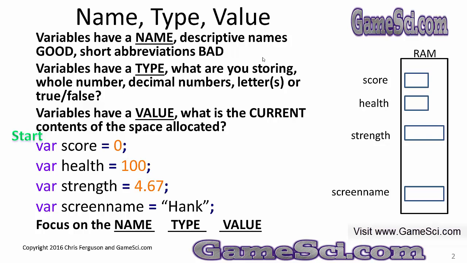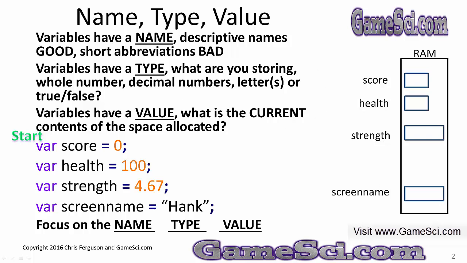Finally, variables have a value. What is the current contents of the space allocated? JavaScript, like all computer languages, will allocate space to hold something, and the current value stored in that space is very important to understanding the variable. So when you're looking at your code and trying to figure out what's going on, always remind yourself: what is the name, what is the type, and what is the value being stored in this variable.